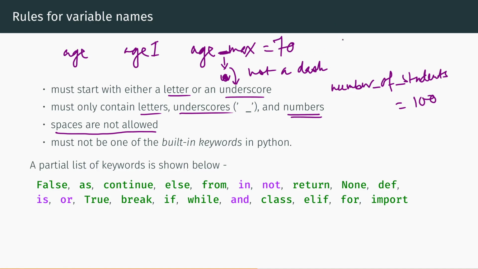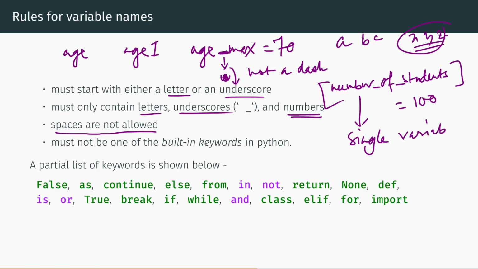It doesn't have to be ABC, or XYZ like algebra. It can be quite long. For example, this number of students, this entire thing is a single variable. The name of that variable is number_of_students. Spaces are not allowed. If you want to simulate spaces, you'd use underscores. That's normally how people do it. There are other ways of doing it as well.